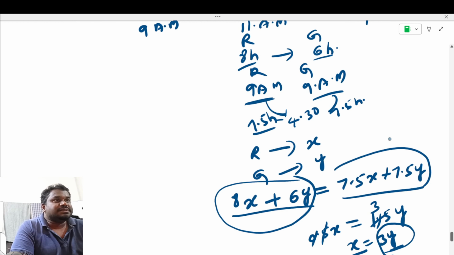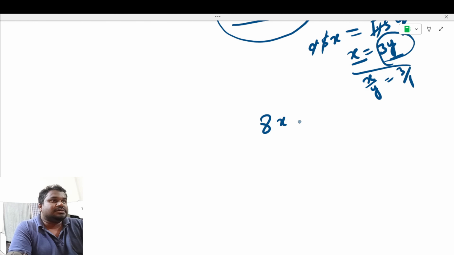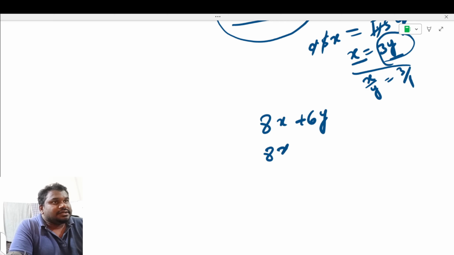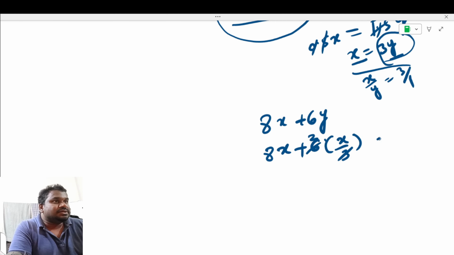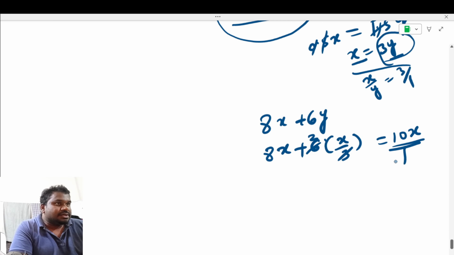In 8x plus 6y I will use. So I'll write 8x plus 6y here. In this, 8x plus, in place of 6y, y is equal to x by 3 I'll put. So then 3 ones are 3, twos are 2. So it means 10x is the total number of works they are supposed to do. So this is the total work.